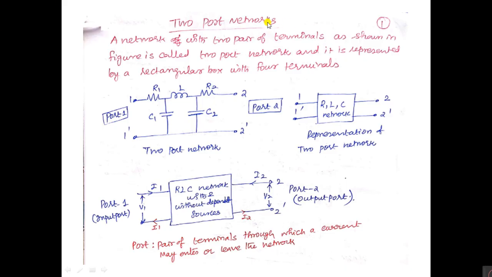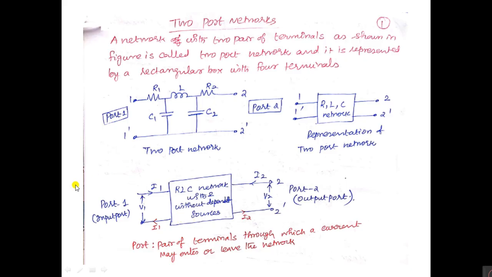So two-port network, what is two-port network? A network with two pair of terminals. This is a two pair of terminals as shown in figure, and it is represented by a rectangular box with four terminals. So this input two terminals, output two terminals. So totally four terminals. Consider this is a black box. This general circuit contains RLC network. This is represented in terms of black box. So this is port 1 and this is port 2.